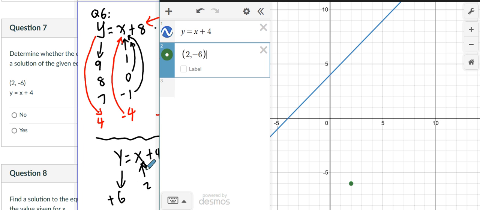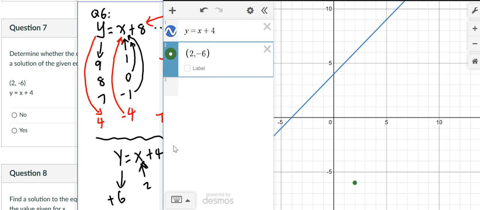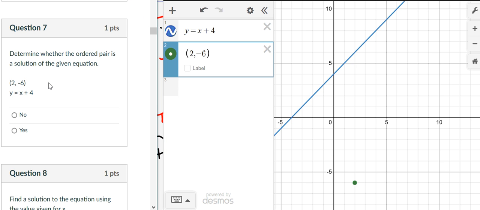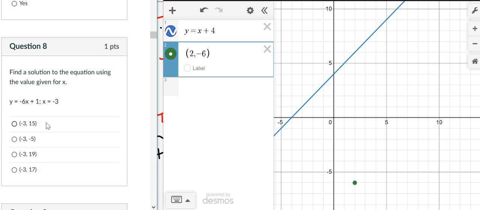And here we already checked algebraically. You see you plug in 2 plus 4, you get positive, not negative. So in this case, our choice is that the ordered pair is not the solution of the given equation. You should choose no. Okay, good. Keep going.